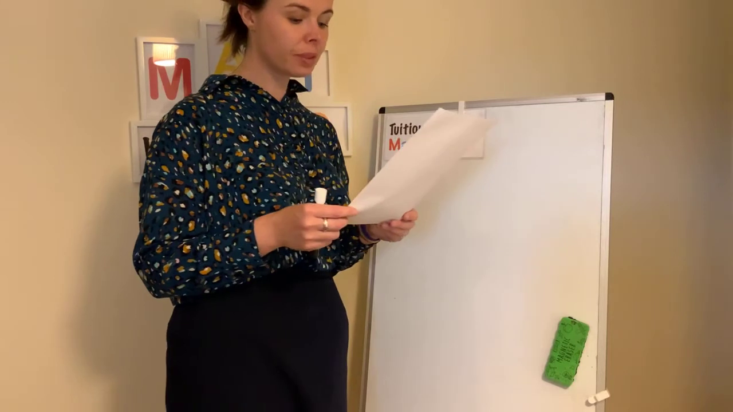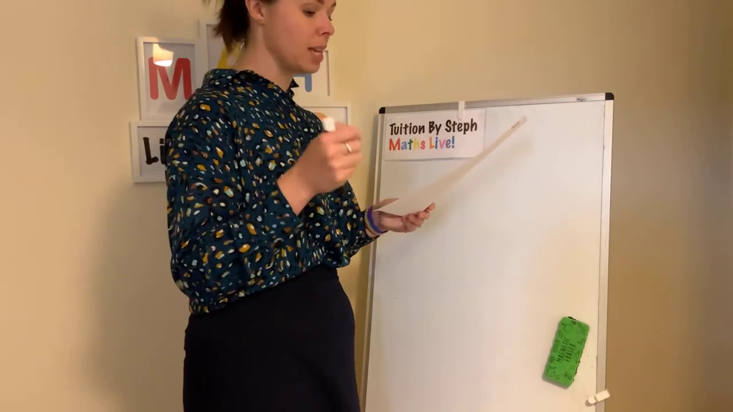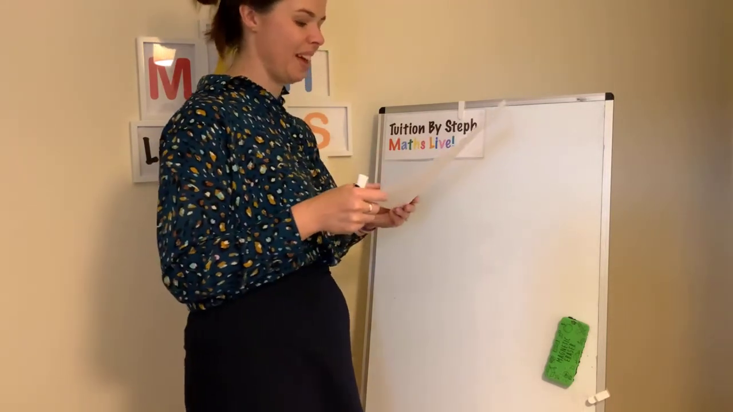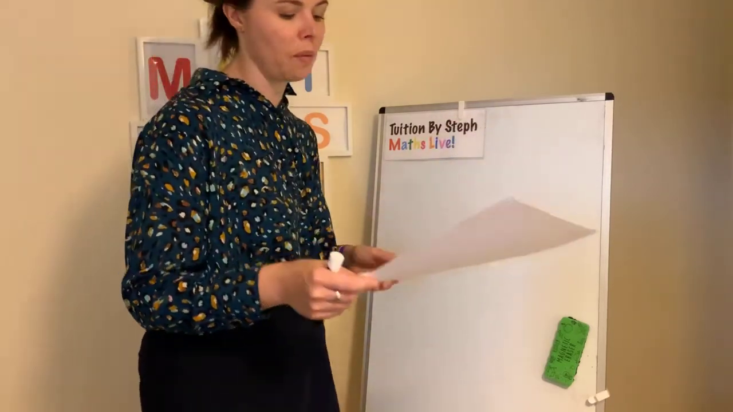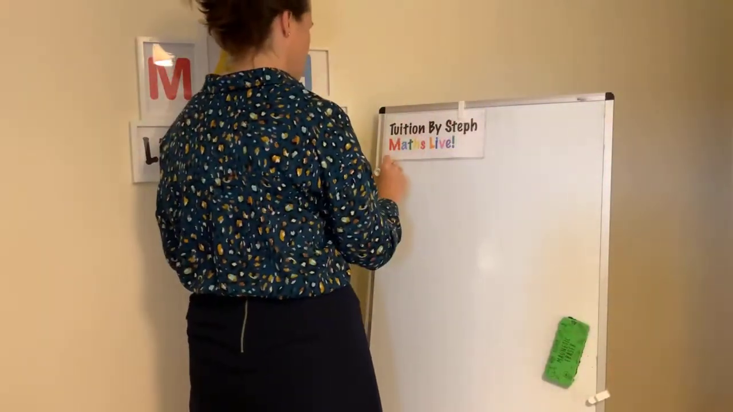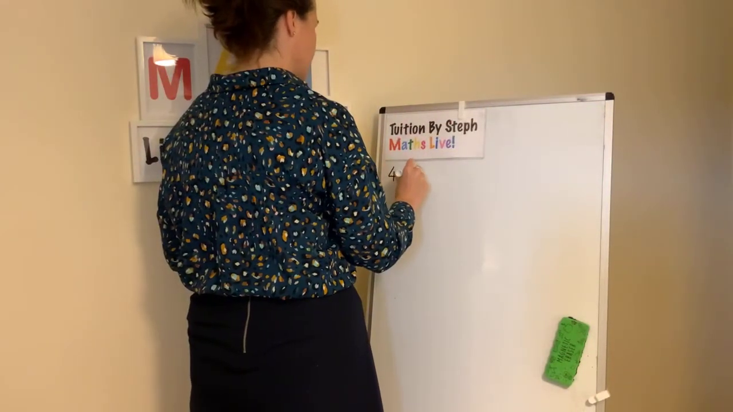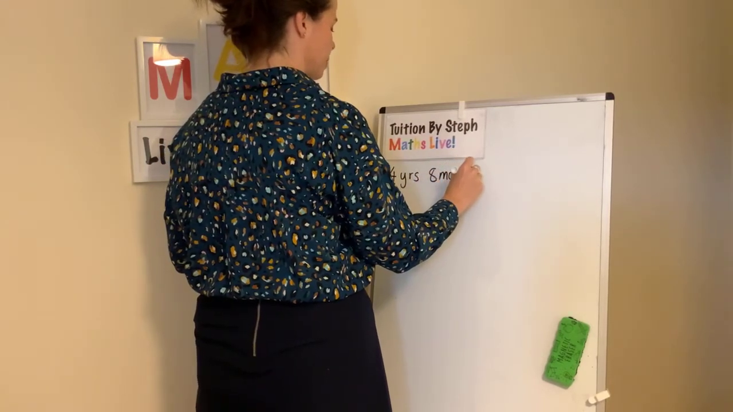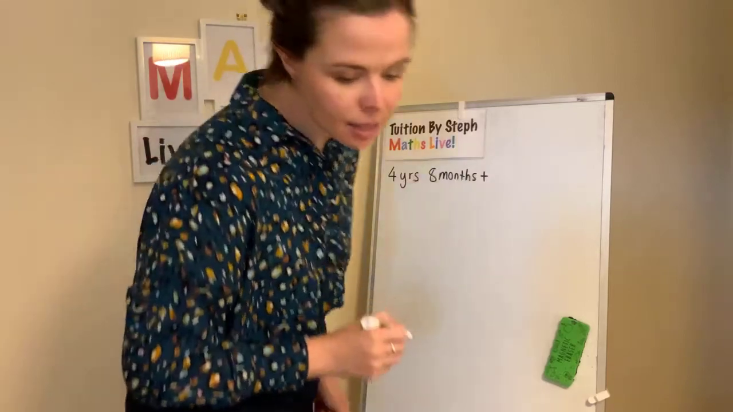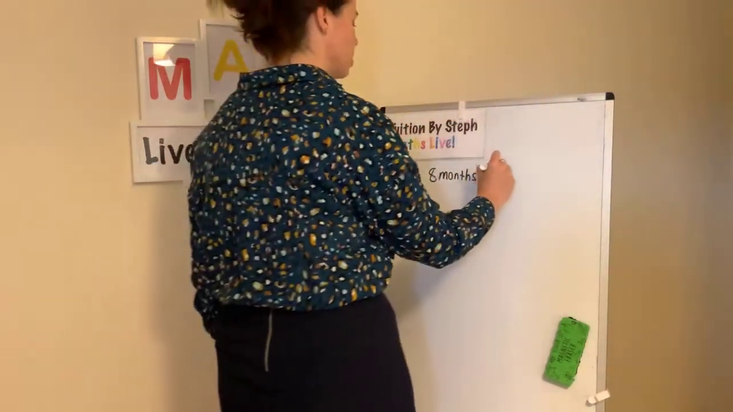Right. Now, we've got days, weeks, months and years. Okay. I'll only have a go at a couple of these. Let's start with the first one. 4 years. So years and months. 4 years and 8 months. Add 3 years, 9 months.